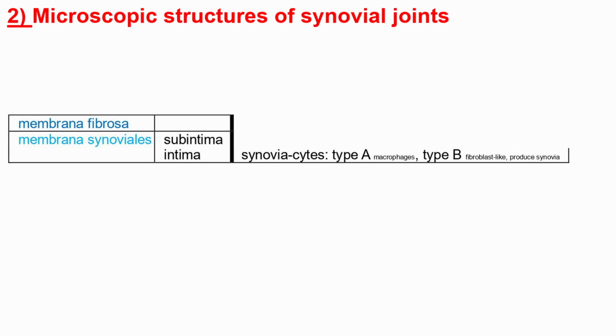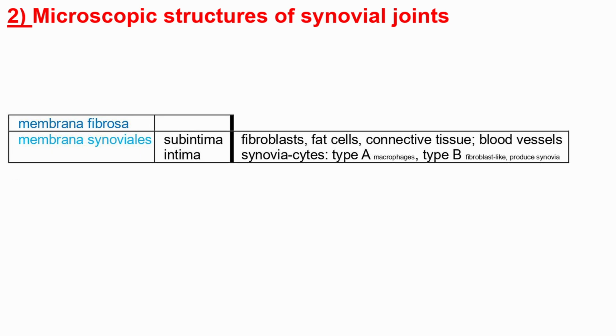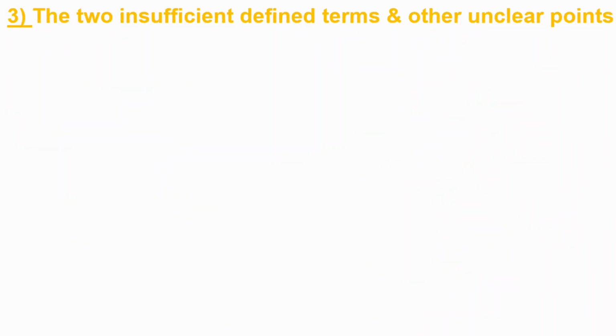The layer below the intima is the subintima, which contains various types of connective tissue, such as fat cells, intracapsular ligaments, and more, as well as sometimes blood vessels. The subintima is more shiftable, allowing the intima and the membrana fibrosa to move more independently from one another as the joint moves.